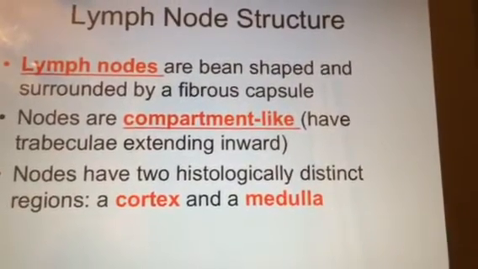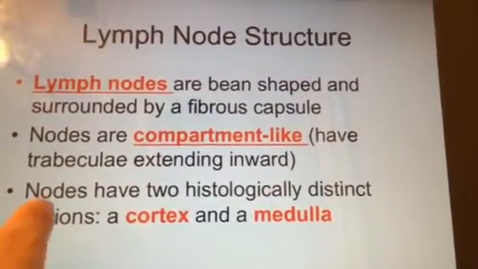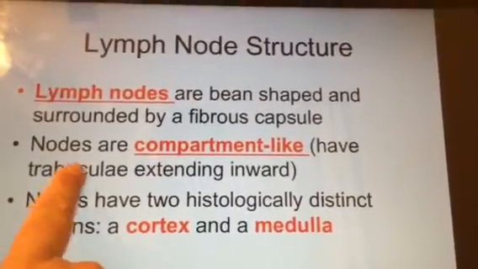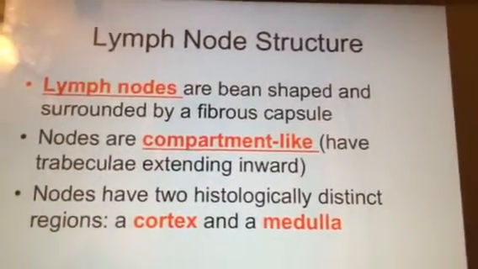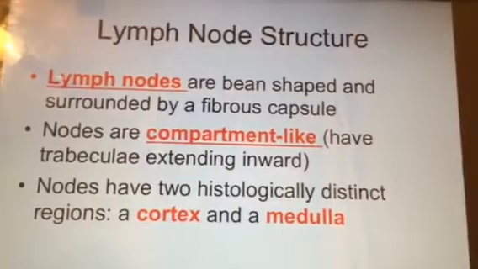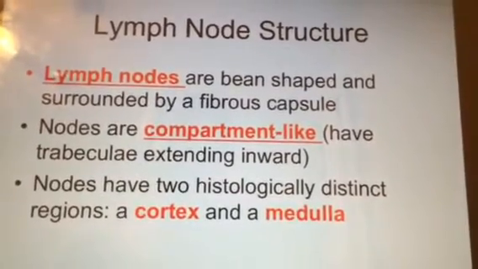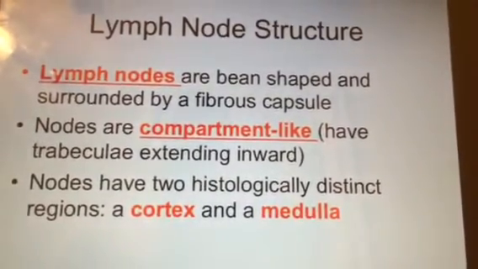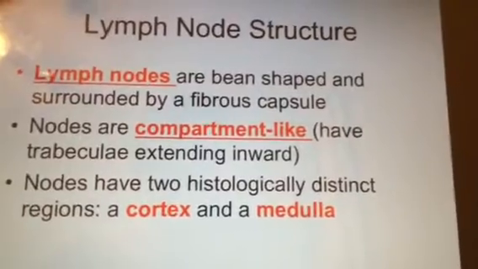And they're walled off by areas or walls called trabeculae, and these trabeculae or walls extend into these lymph nodes. I'm going to show you what it looks like here in just a minute. And all nodes have two regions, an outer region and an inner region.